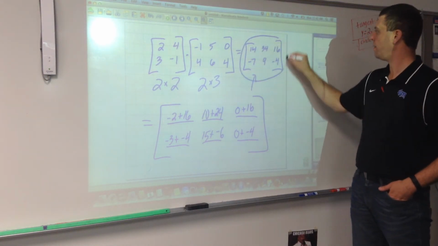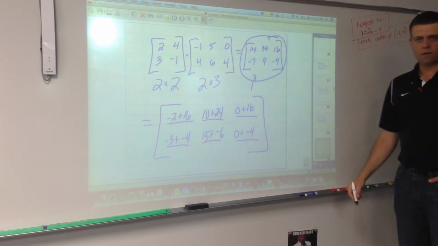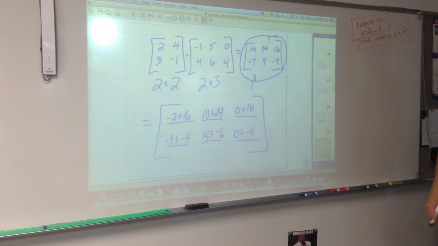Okay. Seems easy enough. Yep. That's matrix multiplication. Once you get to do a couple of them, I think it's pretty simple.